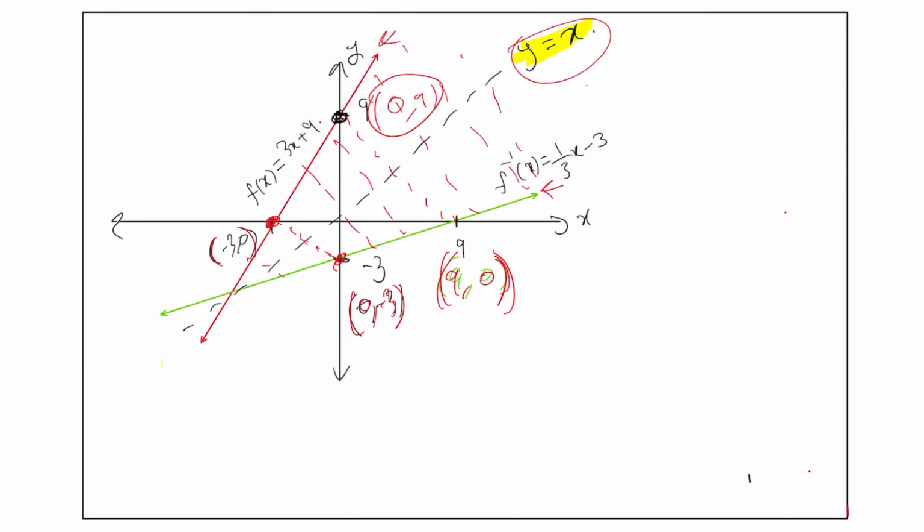So we can conclude that any inverse function, its graph is the reflection of the original function over this line of symmetry, y is equal to x. Great, so that's how it works.